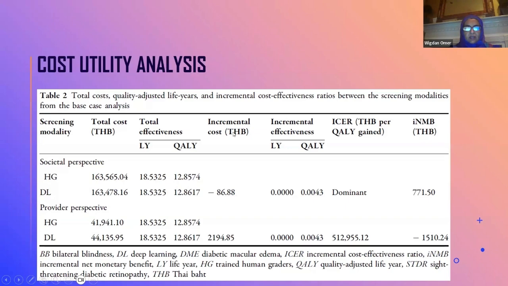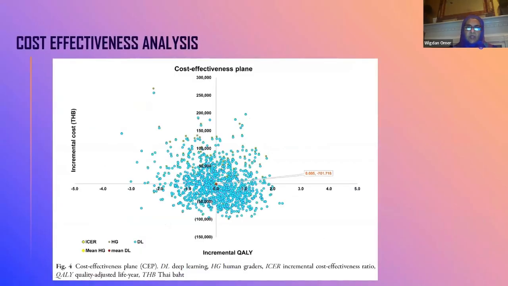Here's the cost utility analysis. We can see here that the deep learning is dominant, and the incremental net monetary benefit is about 771 from the societal perspective. This is the cost effectiveness plane. We can see here the blue dots are the DL or deep learning. The yellows are the HG. If you consider that this is the threshold, the yellows are more above the threshold than the DL.